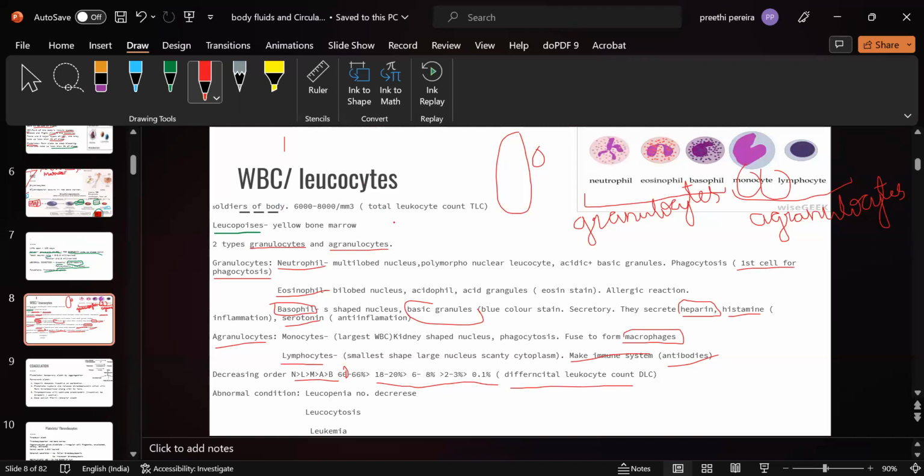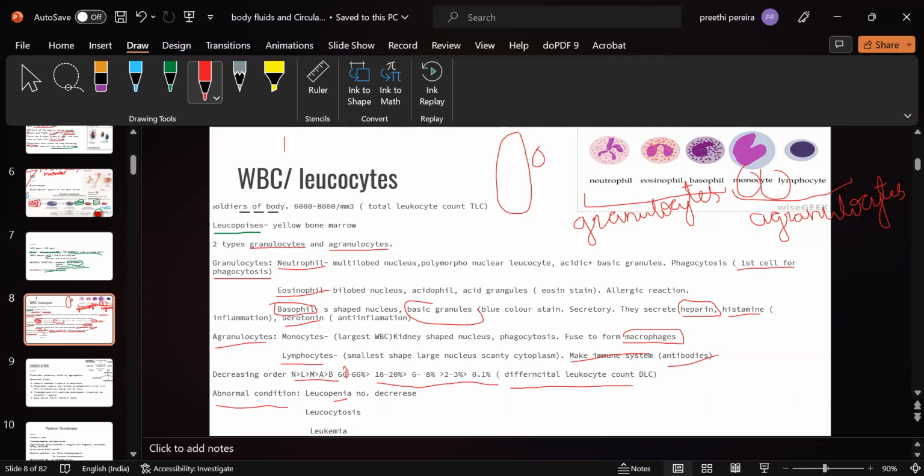अगर 10,000 है then you have some issue. Okay, अगर कम है then your body is not fighting. So total leukocyte count tells you only the total number of WBC. Differential leukocyte count is going to tell you each WBC का count. Okay? Abnormal conditions क्या है? Leukopenia. कभी कभी penia का मतलब क्या है? Decrease. Decrease in leukocytes. मतलब तुम्हारा body is not fighting.